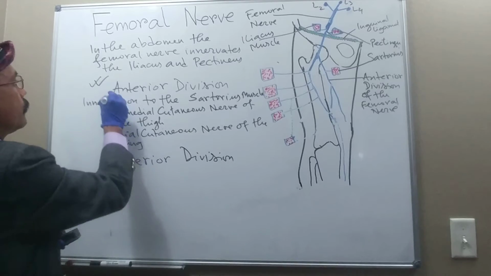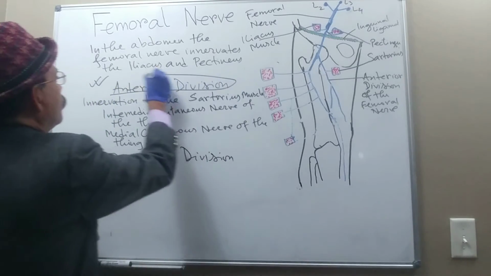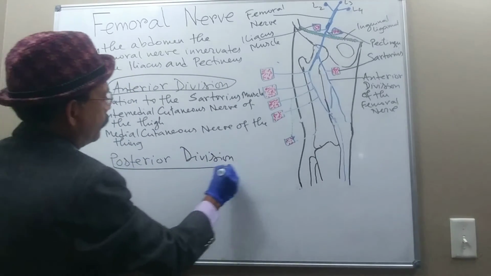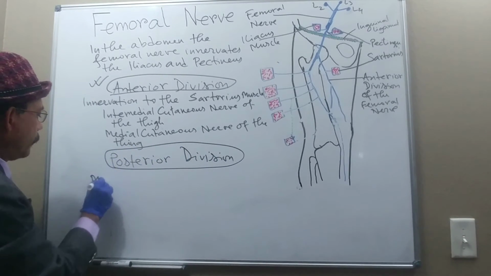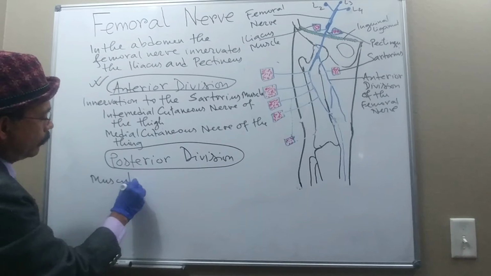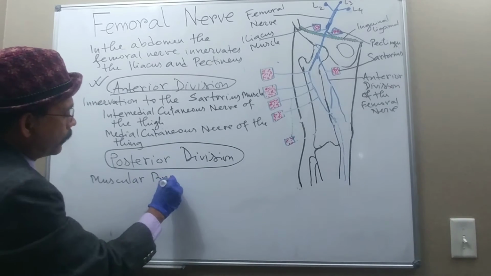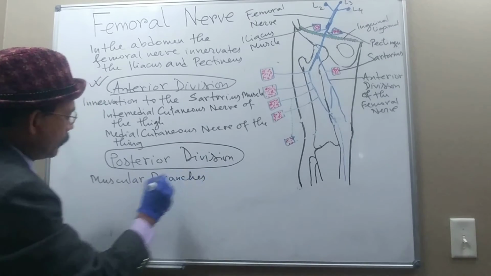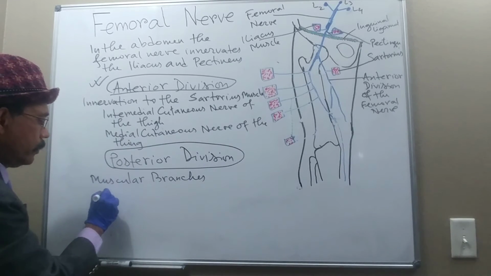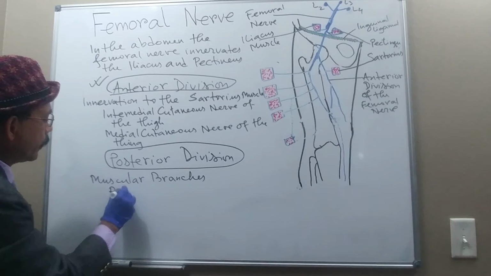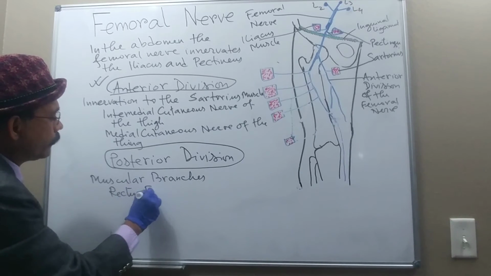From the posterior division, we have the muscular branches to the rectus femoris.